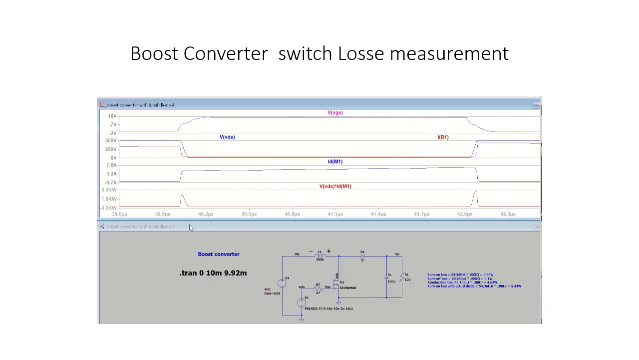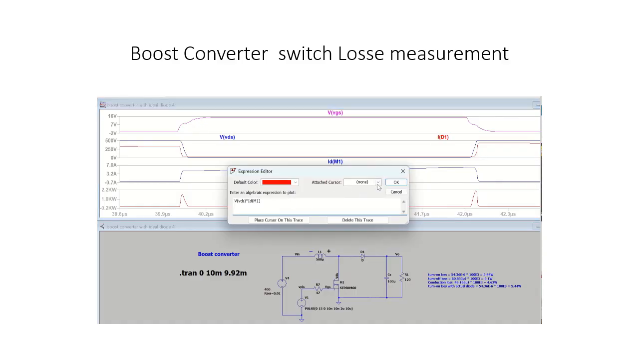Okay, so I want the interval starting after the turn on process is over, before the turn off process starts. Here I'm not able to get exactly this time interval, so I'm using cursors to get this interval. I hold this on the label, then I right click, and then attach cursor, none selected now. I select two cursors because I want to see the starting and the end of the interval.